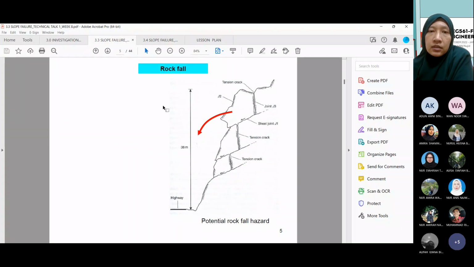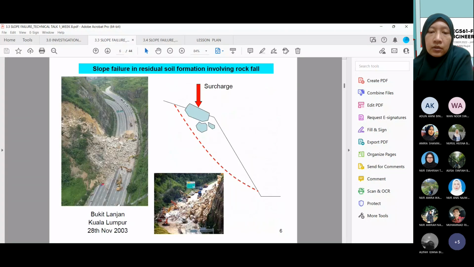So as I said again, rockfall can always occur at the side of a highway, and this is Bukit Lanjan that I just mentioned. You can see quite massive rock falls on the road surface, and what you expect is that we have to close this road from both directions. And then what are the causes?